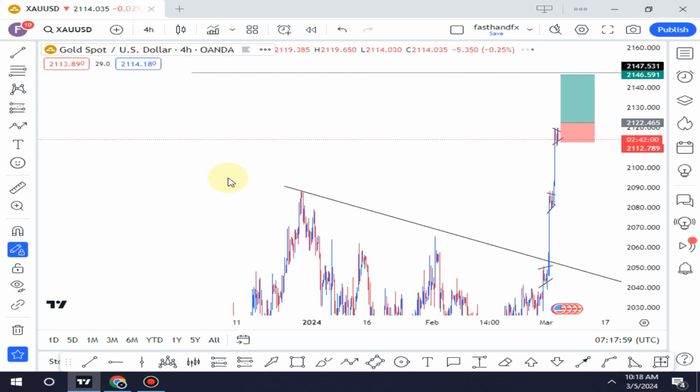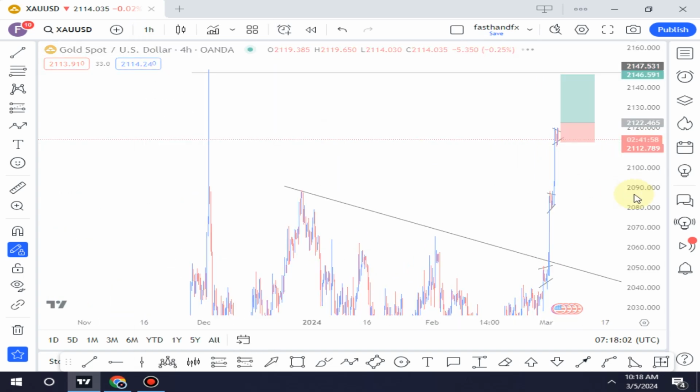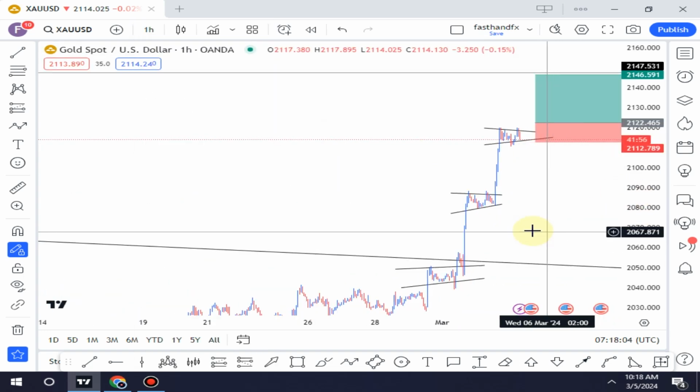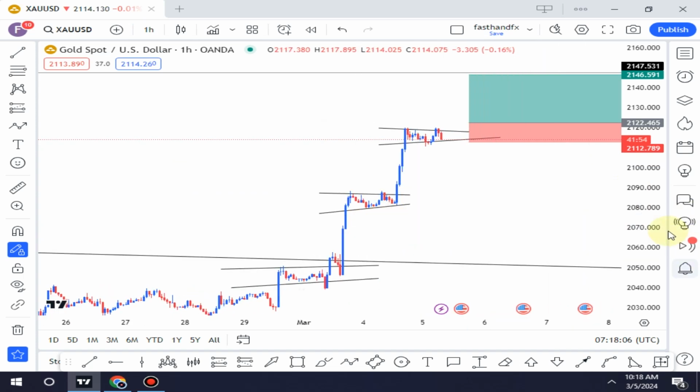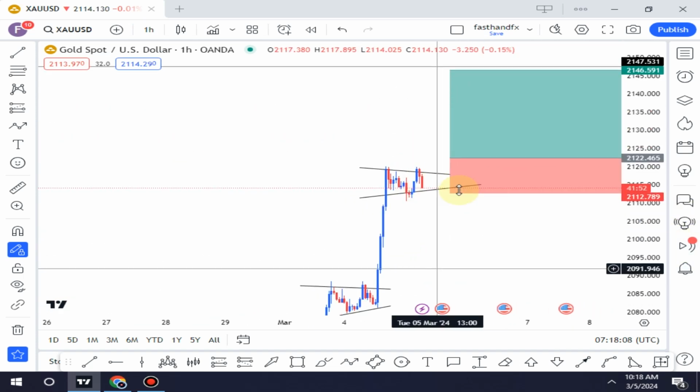something like that. So let me hit the H1. You see that gold has been crazy. You see, respecting trends and respecting price action, guys.